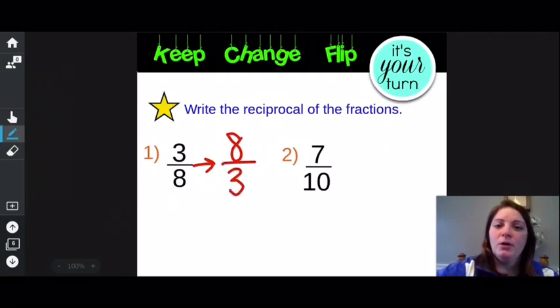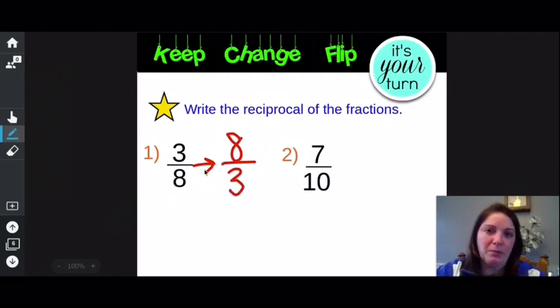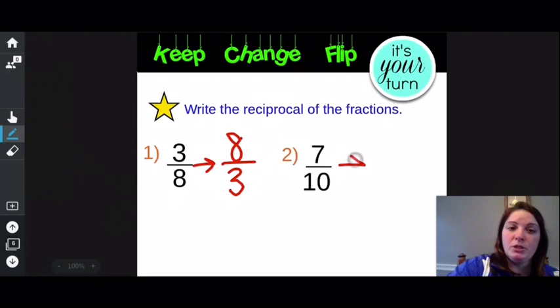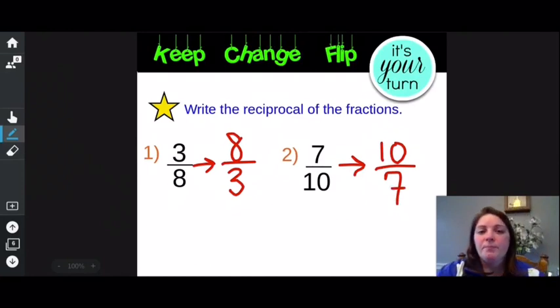8/3. Notice I did not put an equal sign because they're not equal to each other. 3/8 and 8/3 are not the same thing. They are reciprocals. So that's why I have an arrow there. Number 2, what's the reciprocal of 7/10? Well, if I switch their positions, I get 10/7. So the reciprocal of 7/10 is 10/7.